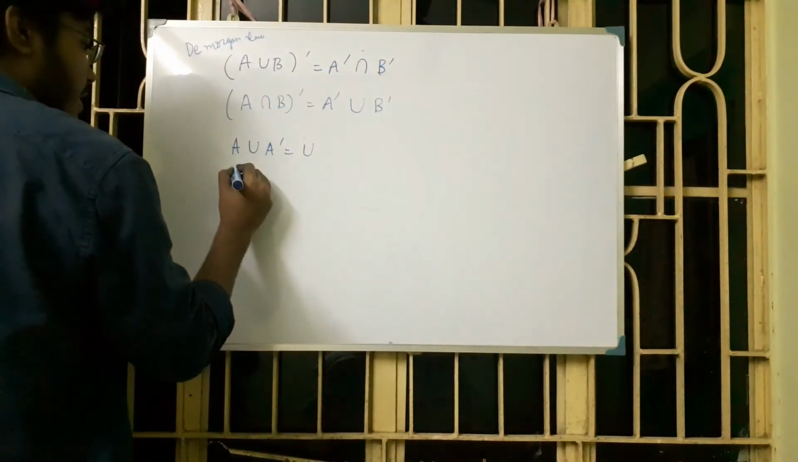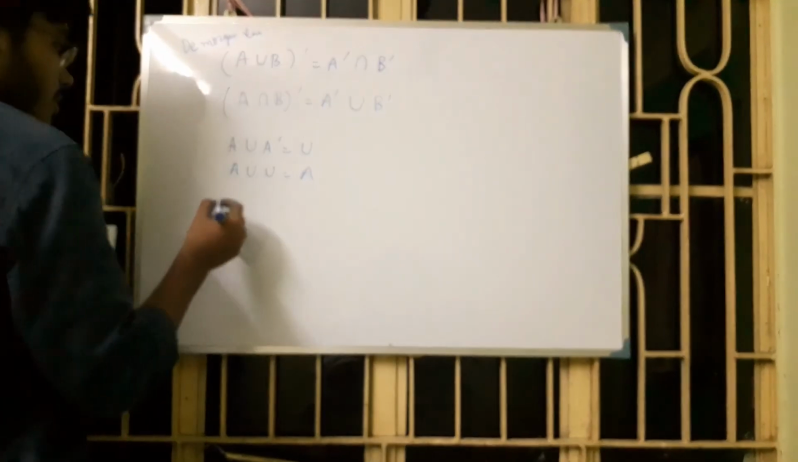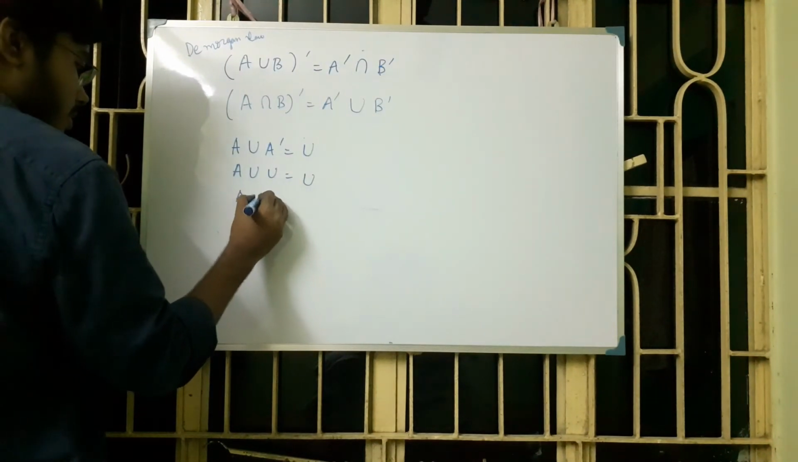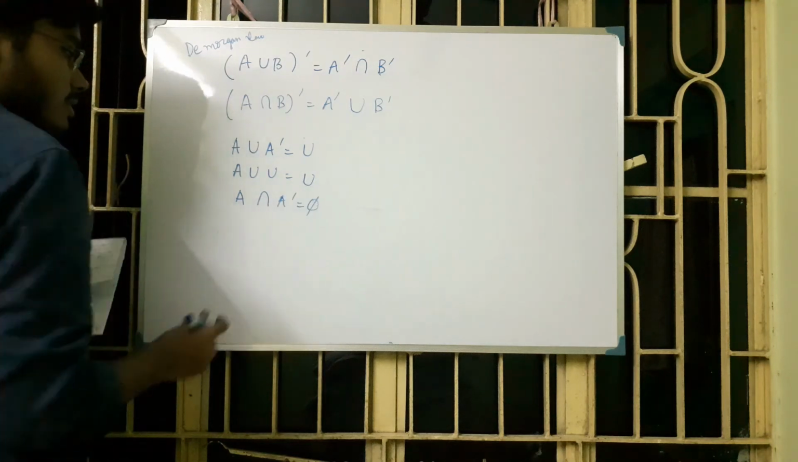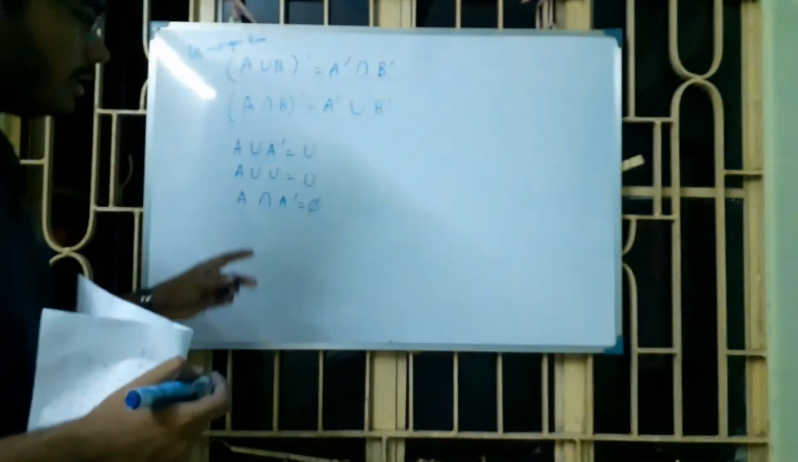and A union A complement equal to U, A union U equal to U, okay, sorry, and A intersection A complement equal to phi. That means the common thing in A and A complement is nothing, okay, and complement of A complement equal to A, and phi complement equal to U, and U complement equal to phi.